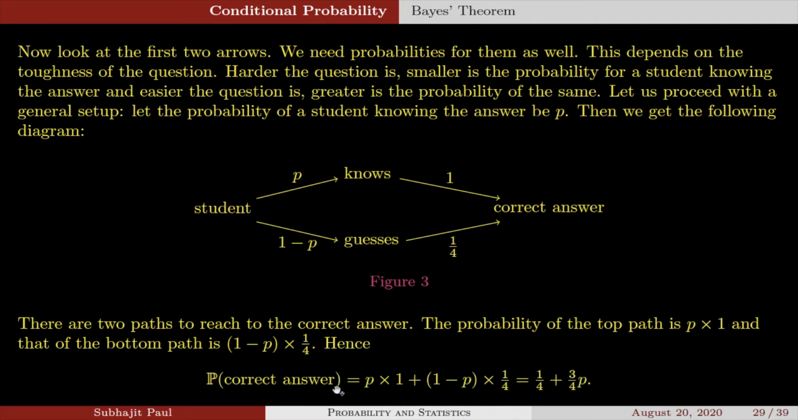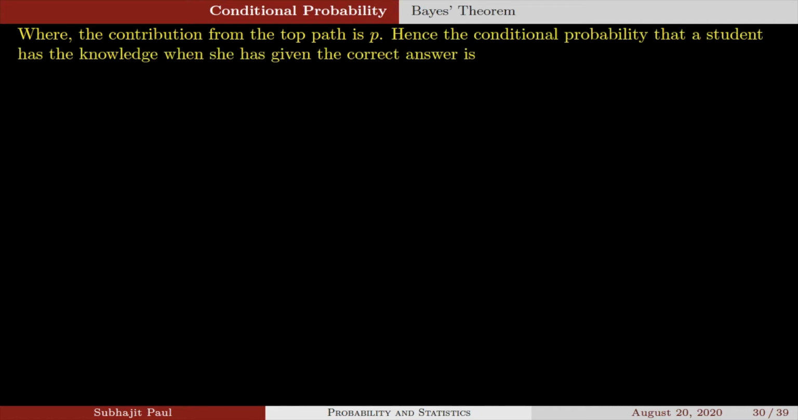Hence, the probability of a correct answer is P times 1 plus 1 minus P times 1/4, that is 1/4 plus 3/4 of P, where the contribution from the top path is P. Hence, the conditional probability that a student has the knowledge when she has given the correct answer, the probability of knowledge given the correct answer, is the probability of knowledge, that is P, over 1/4 plus 3/4 of P.